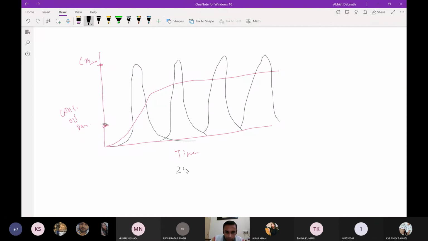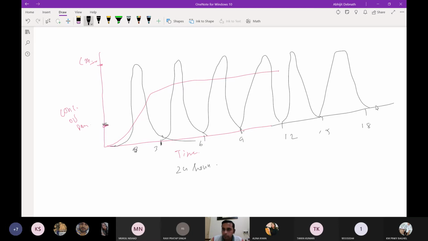So if this is 24 hours, and your drug is completely eliminated within 3 hours. For example, this is 3, I'm writing here 3. Here it is 6, here it is 9, here it is 12, 15, then 18. So you can imagine you have to take a huge number of doses.